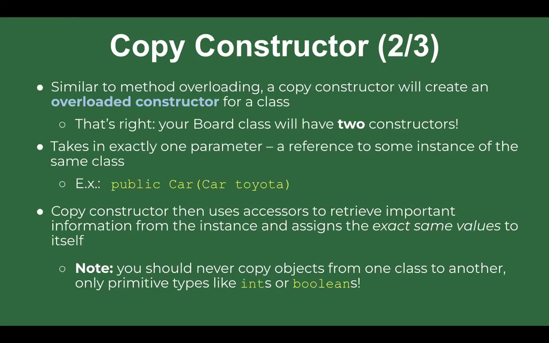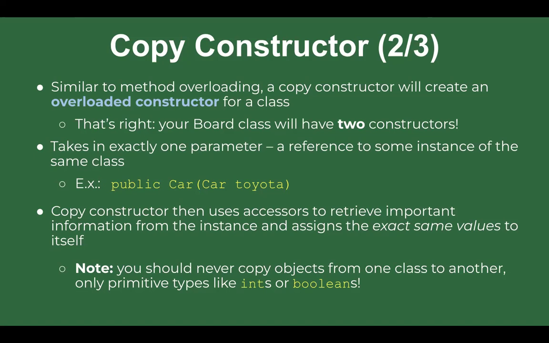And yes, similar to method overloading, a copy constructor will create an overloaded constructor for a class. That's right, your board class will have two constructors, and the copy constructor will take in exactly one parameter. This parameter is a reference to some instance of the same class. So here they wrote public Car Toyota. You're passing in an instance of your own class, which might look trippy, but we'll show you an example.